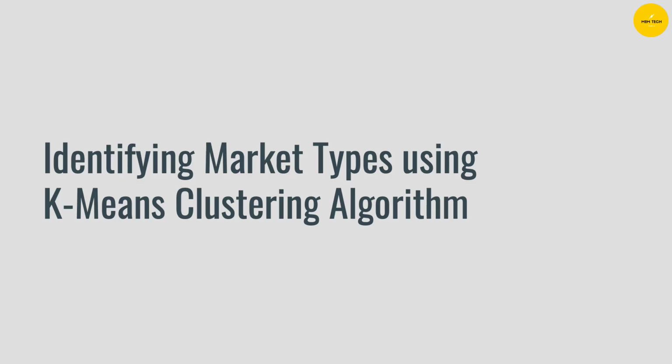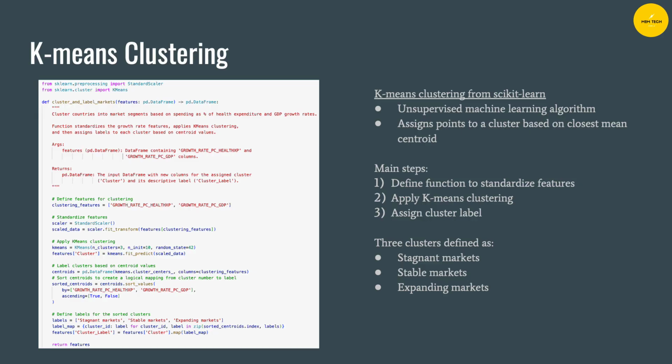Finally, the growth rates calculated previously were used as features for a k-means clustering analysis. For k-means clustering, features were first picked, followed by feature standardization. Then, fitting the k-means model resulted in the cluster information. To answer our key question about emerging markets, 3 clusters were defined as stagnant, stable, and expanding markets.